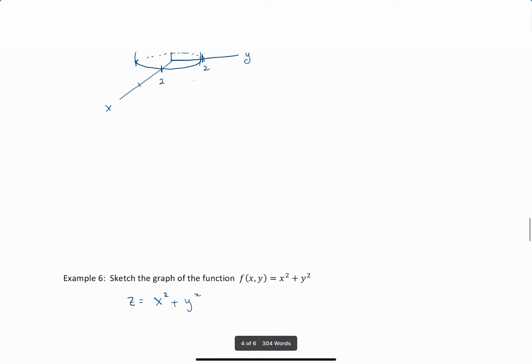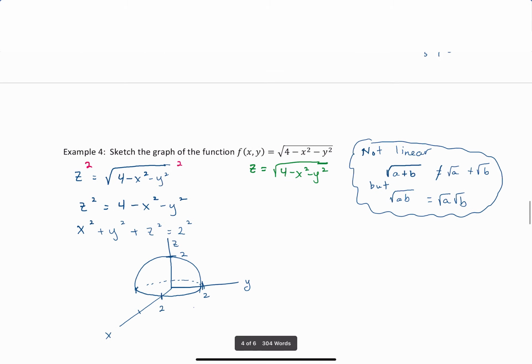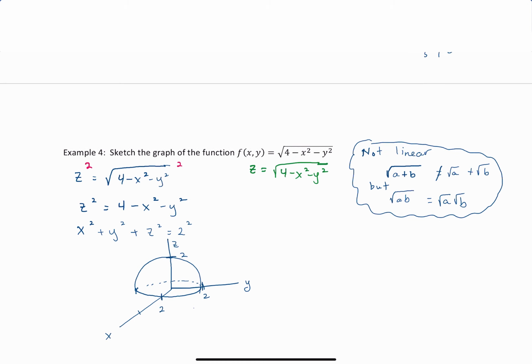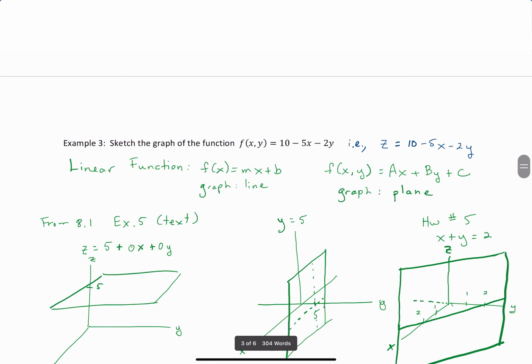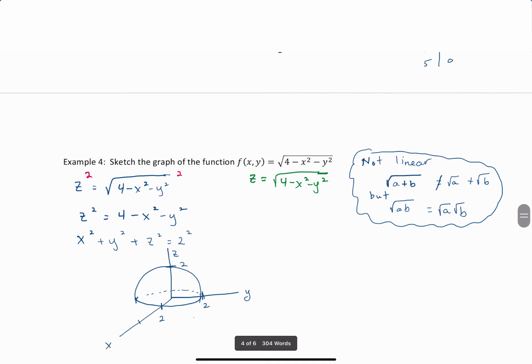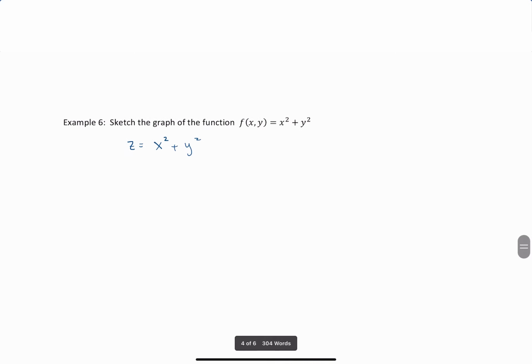What was special about the last example was that we could easily turn it into the equation of a sphere. And the one before that was special because it was linear. This one is not linear and it's not a sphere. It's not linear because there are squares, exponents on the x and y variables, and it's not a sphere. In fact, it's nothing that we've run into before.